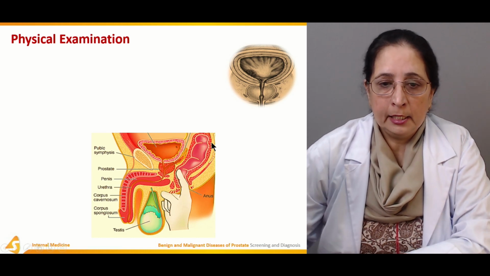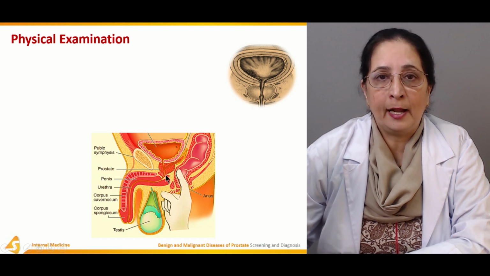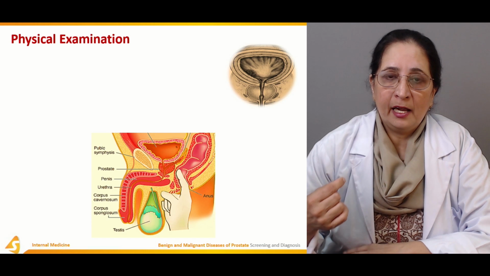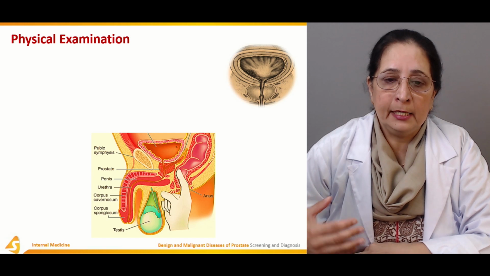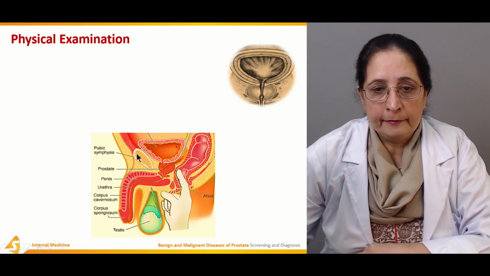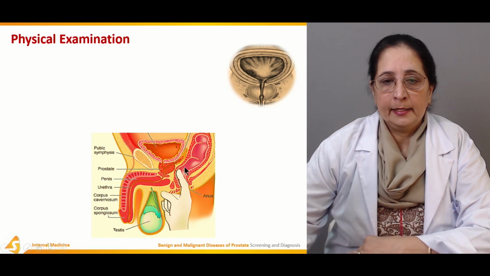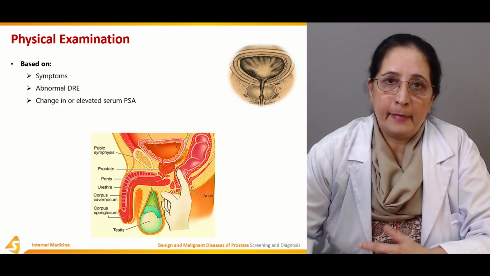DRE. Here on the digital exam, the prostate can be felt with the finger, and if it's enlarged, there is an idea if there is any tightness, rigidity, or nodularity, which can also be felt by the finger. Then this is the symphysis pubis, prostate gland, penis, urethra, corpus cavernosum, corpus spongiosum, and the testis and the anus. So this is the digital rectal exam, the manual exam.